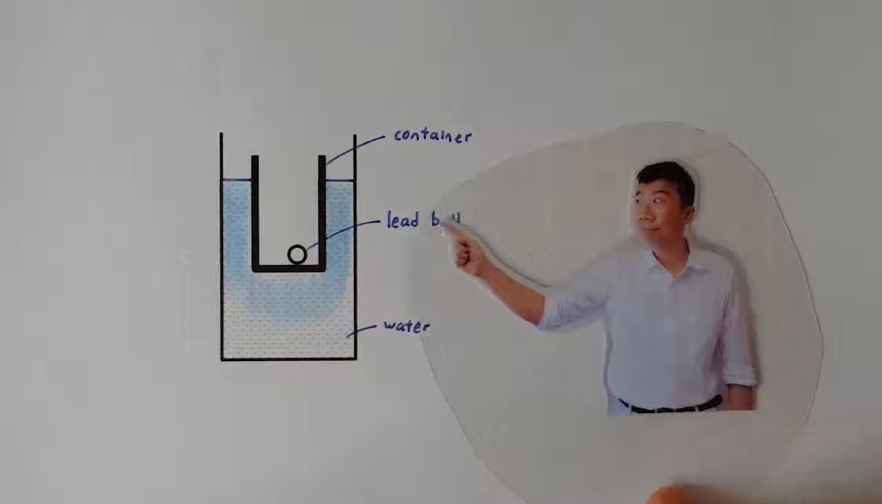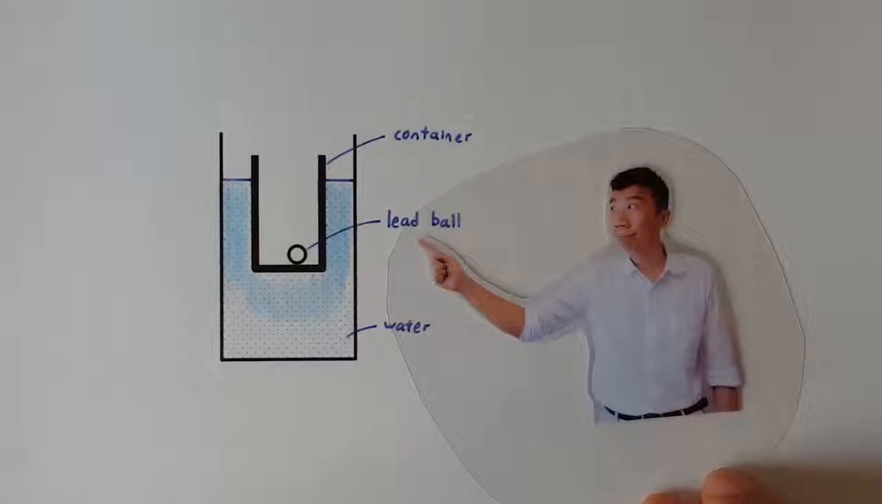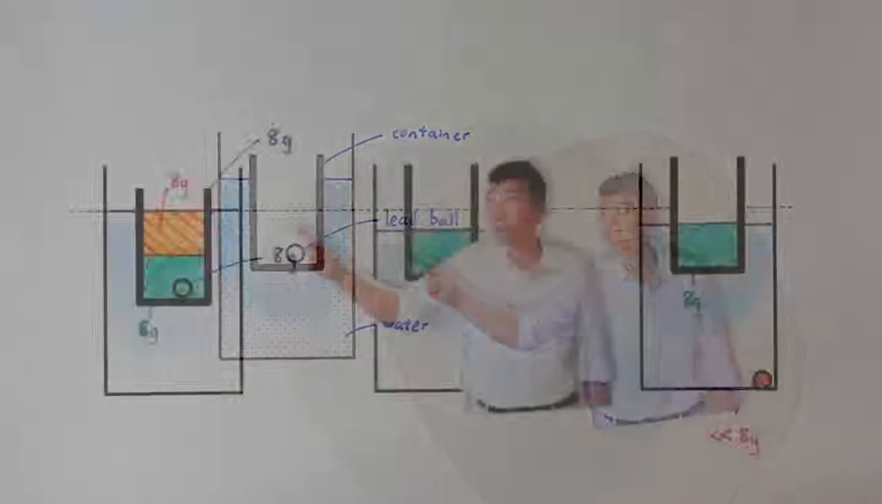The short answer is the water level is going to fall because a sunken lead ball displaces less water than a floating lead ball. Let me explain.